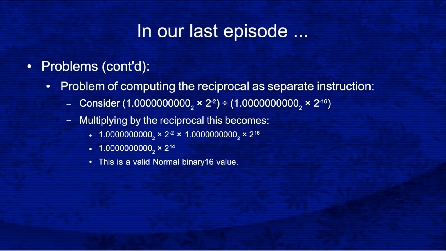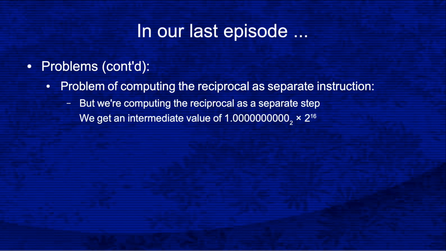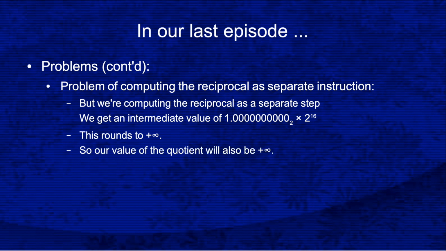This number can be correctly represented as a normal binary 16 number. Note that the reciprocal of the divisor is 1 times 2 to the 16th power. This is a problem. The reciprocal can't be represented as a normal binary 16 number. We would normally have to round this number to positive infinity. When we multiply the dividend by the reciprocal, the product would also be positive infinity. As you can see, when I calculate the result by hand, the quotient, that is, the dividend multiplied by the reciprocal of the divisor, is a finite number which can be correctly represented by a normal binary 16 value.